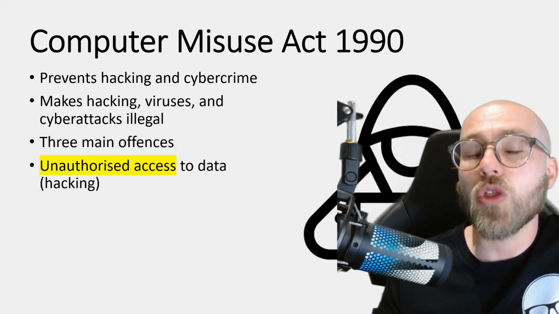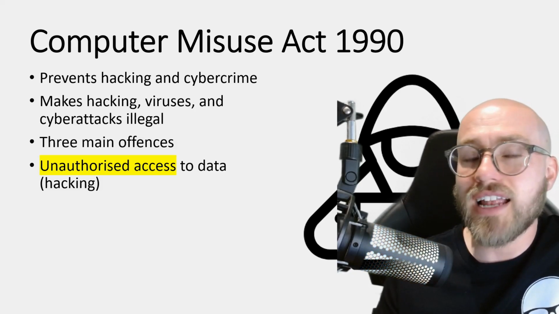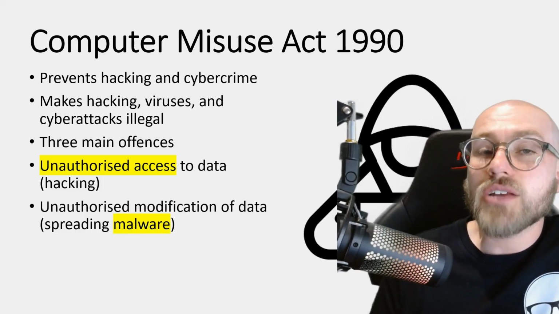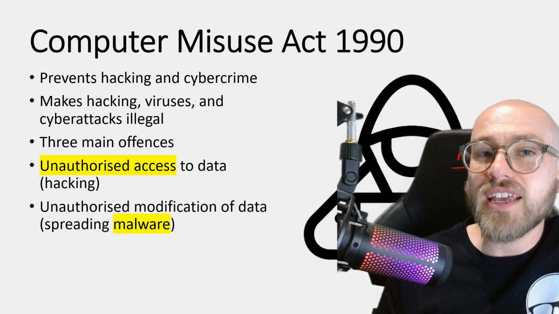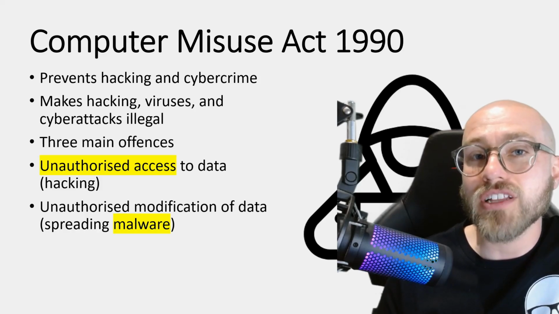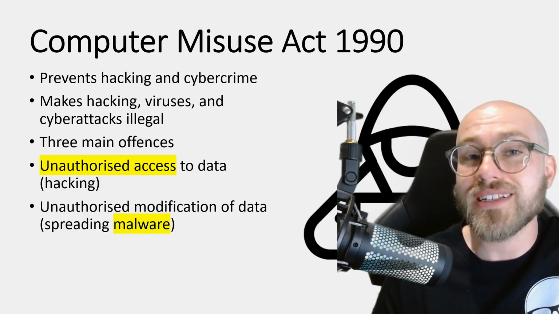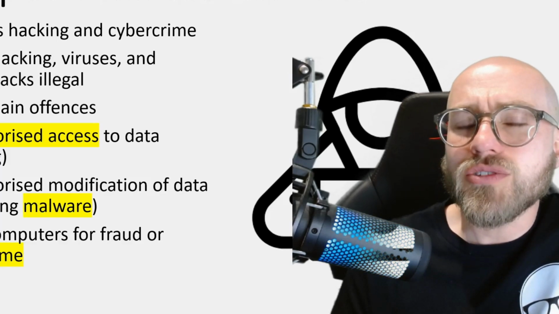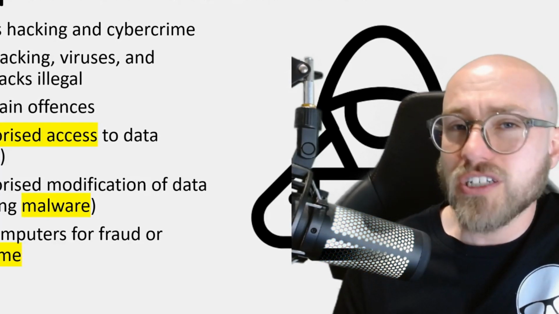The first one's unauthorised access, which is accessing anyone's data without permission. The next one is unauthorised modification of data, which means to change it unnecessarily. And that's usually done by spreading malware. And then finally, using computers for any type of fraud, which is cybercrime.